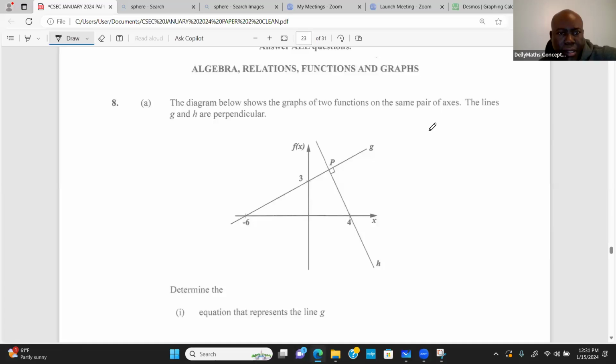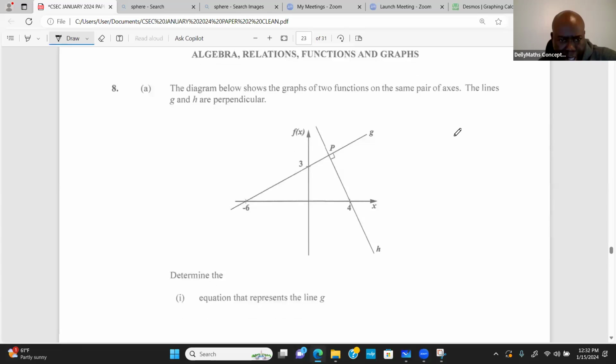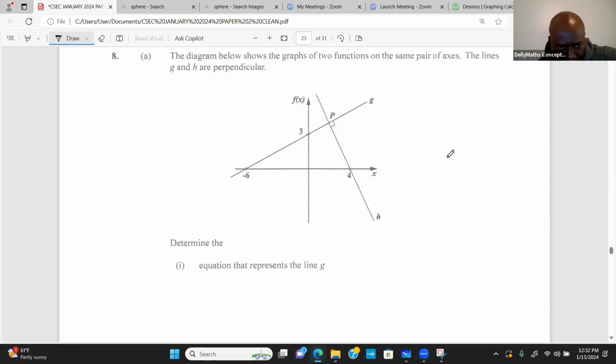All right, let's see what's going on here. It says the diagram below shows a graph of 2 functions on the same axes. All right, so we have G and H. It says here, determine the equation that represents line G. Now, the line G, as you could see, we have a point here, and this point here is -6, right? And we actually have a point here, which is actually 0, 3.